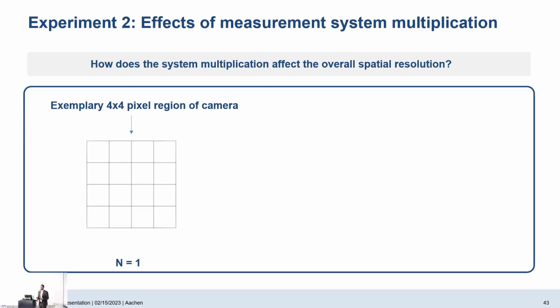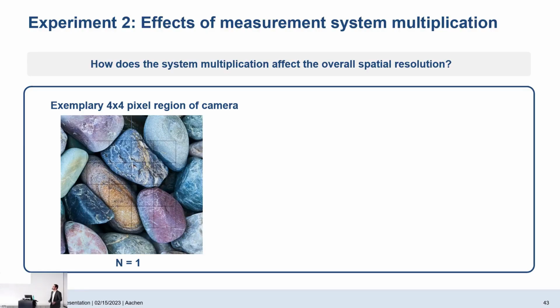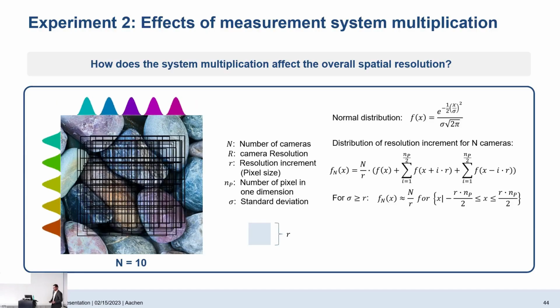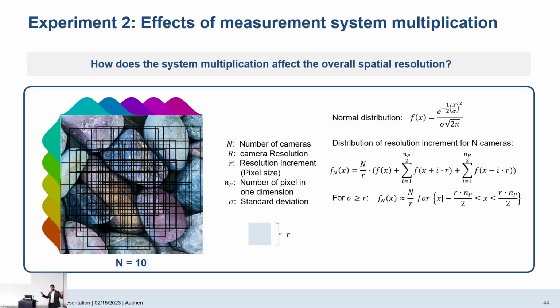And if we take an exemplary 4x4 pixel range of the camera, which is, for example, pointed at a texture, then a multiplication would also affect the resolution. As we assume that if we point multiple cameras at the same object, it is very unlikely that the resolution increments are perfectly aligned.